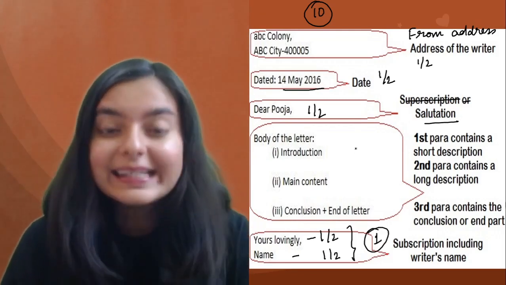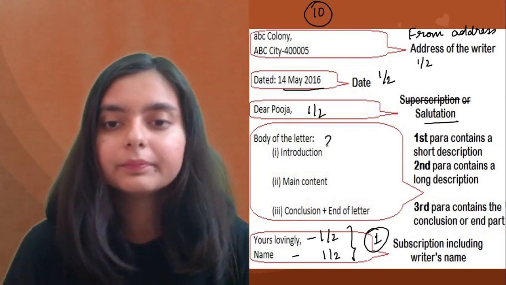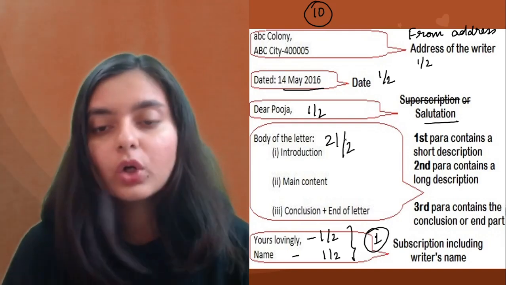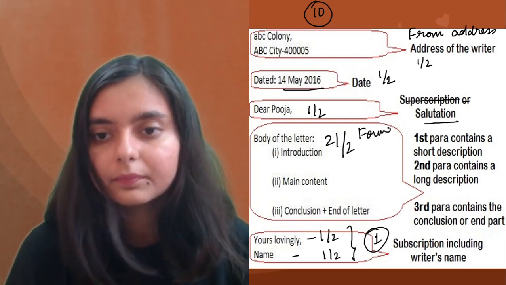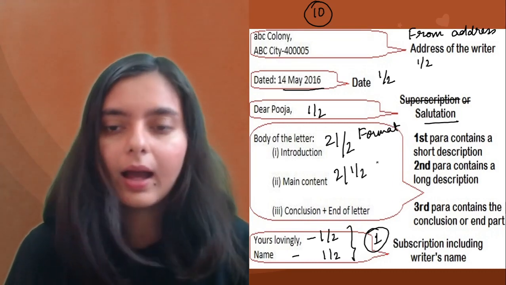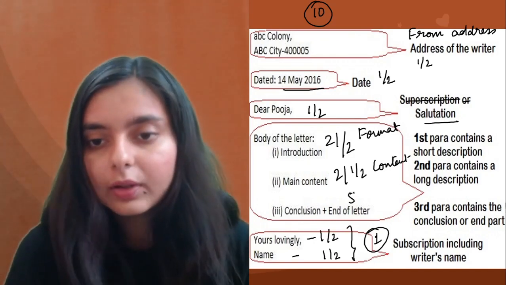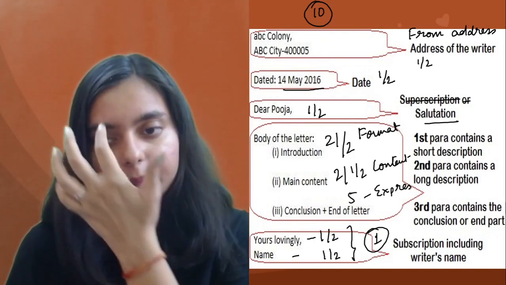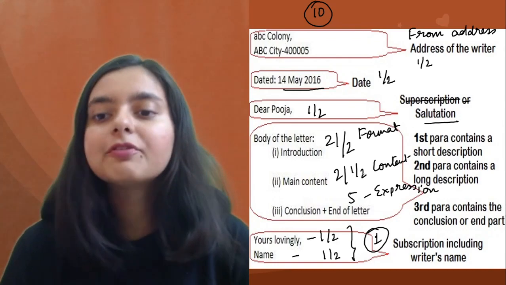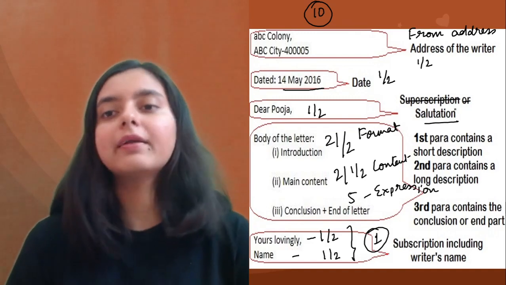Okay, now the content and the expression. The content for an informal letter would carry 2.5, yes, if I'm not mistaken. So 2.5 for the format, and for the content, again 2.5. It is written, yes. Okay? And for expression you have 5. All right. So format 2.5, content 2.5, and expression 5. Okay? So this is the complete mark distribution.